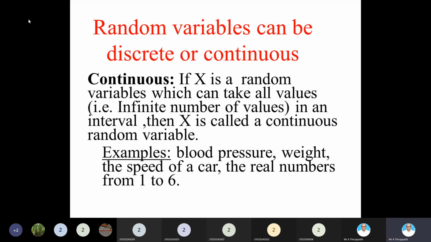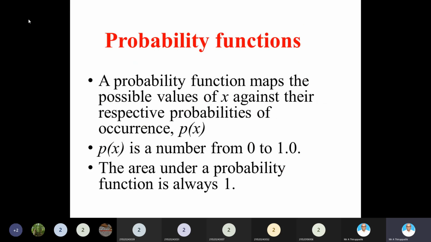Next, continuous random variable. If x is a random variable which can take all values, that is, an infinite number of values in an interval, then x is called a continuous random variable. For examples, blood pressure lies between 80 to 120, blood sugar 90 to 180. These are continuous random variables. Weight. Next, the speed of a car, a real number from 1 to 6, is a continuous random variable.